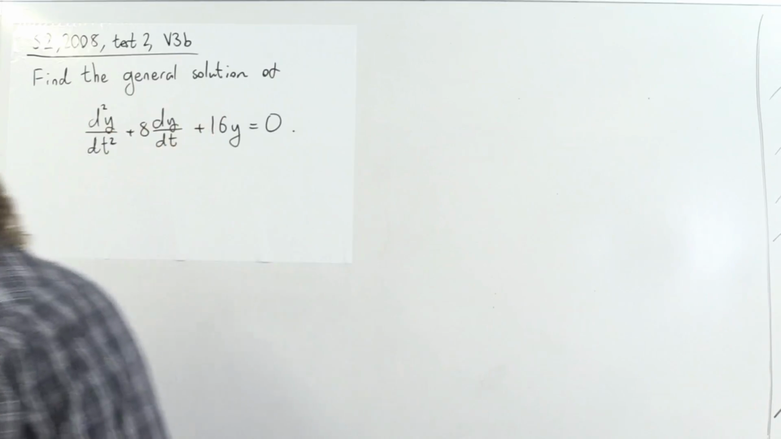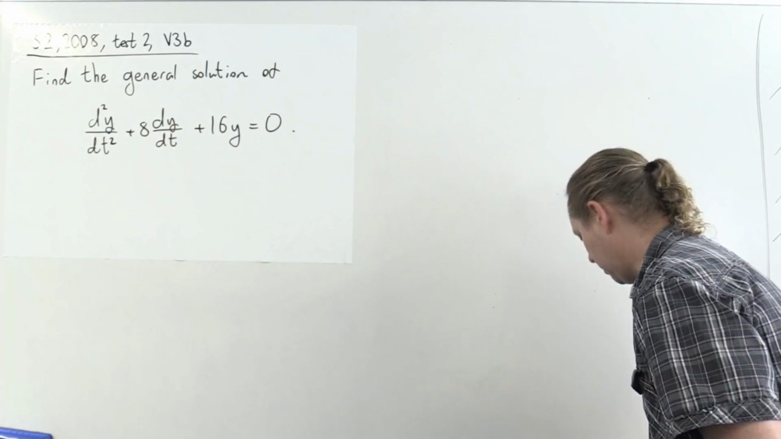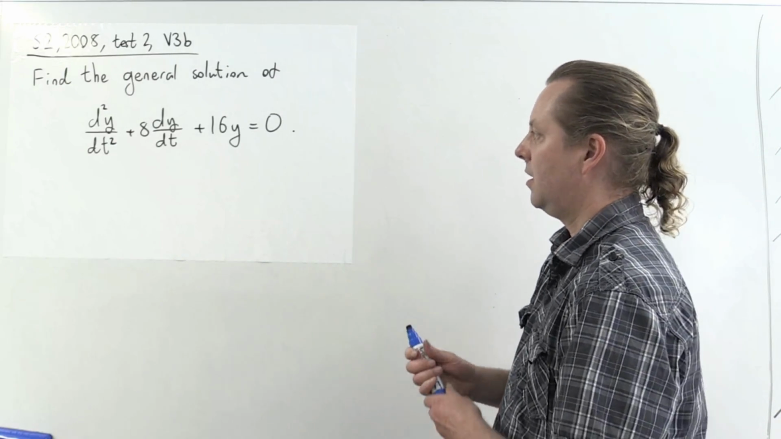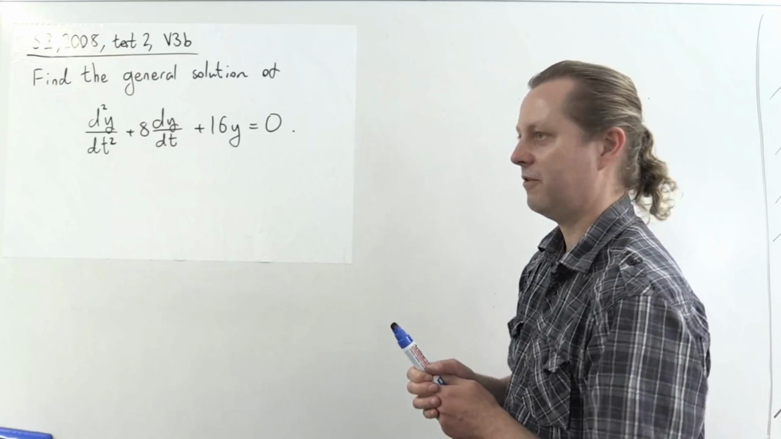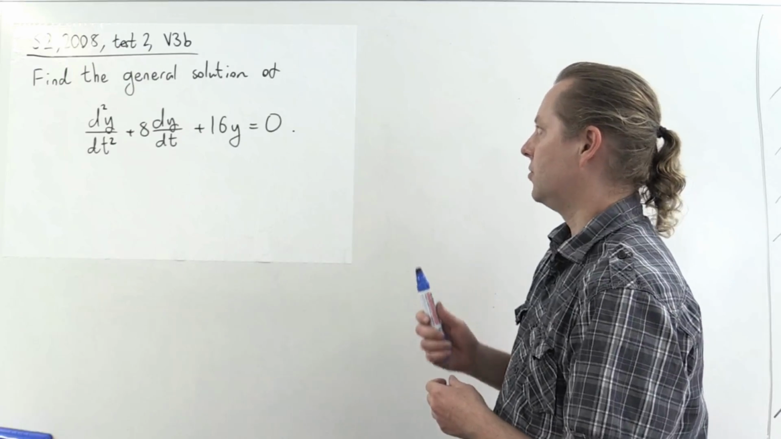Okay, so maybe I'm going to use the blue again. Alright, so here we've got a second order linear constant coefficient homogeneous ordinary differential equation. Lots of terms there. And we're asked to find the general solution of this.